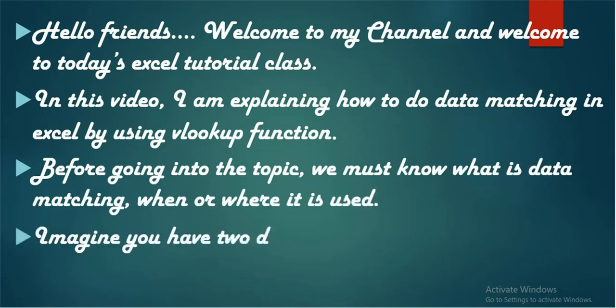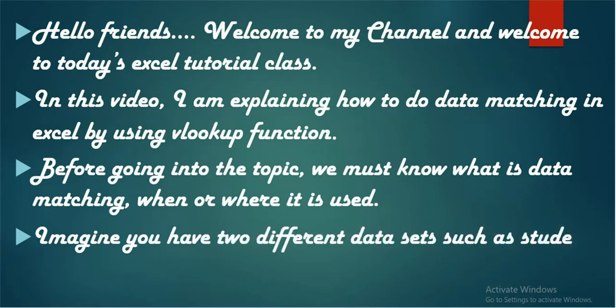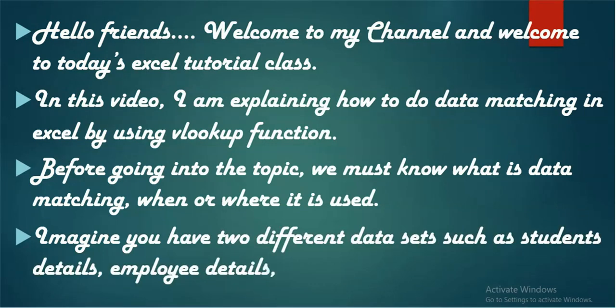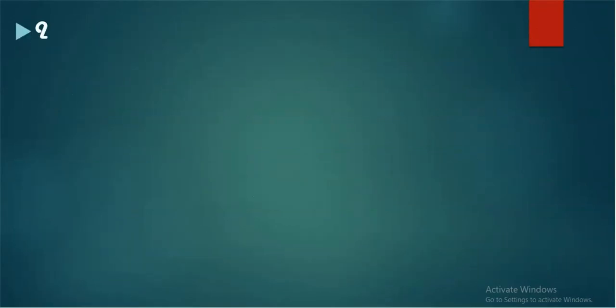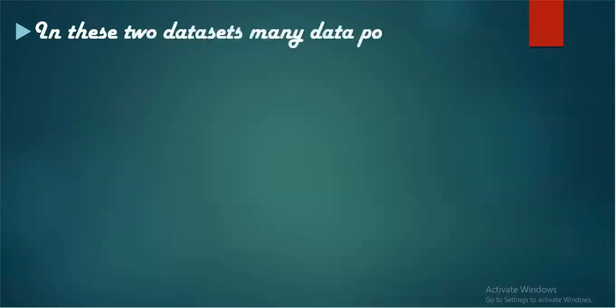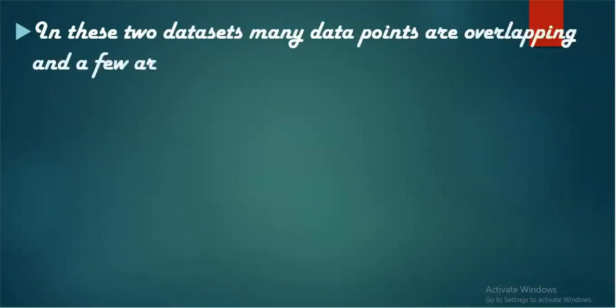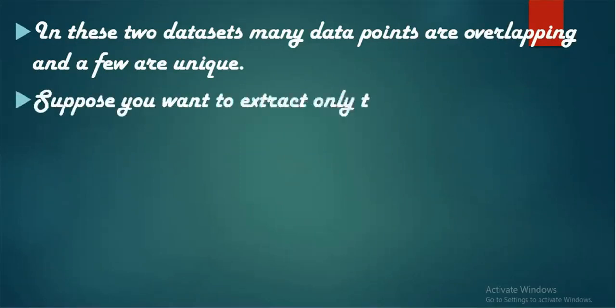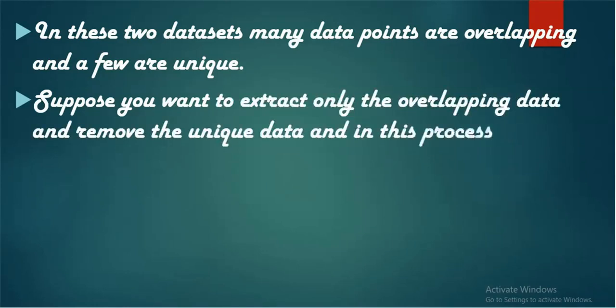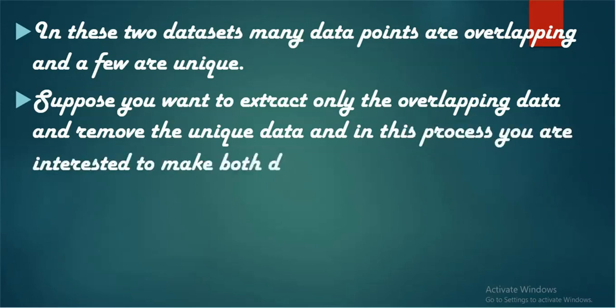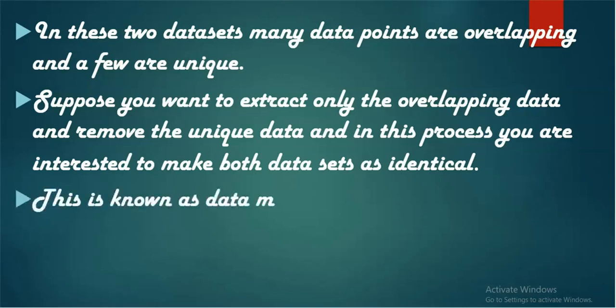Imagine you have two different data sets, for example student details, employee details, stock price data or product details, etc. In these two data sets, many data points are overlapping and a few are unique. Suppose you want to extract only the overlapping data and remove the unique data, and in this process you are interested in making both of your data sets identical. This is known as data matching. How to do this? Let's go.